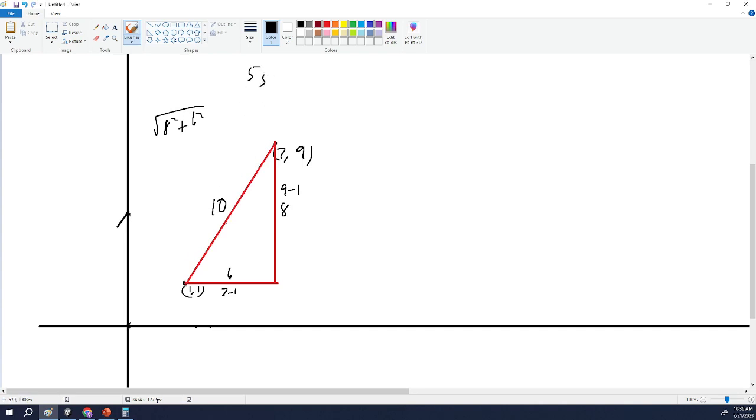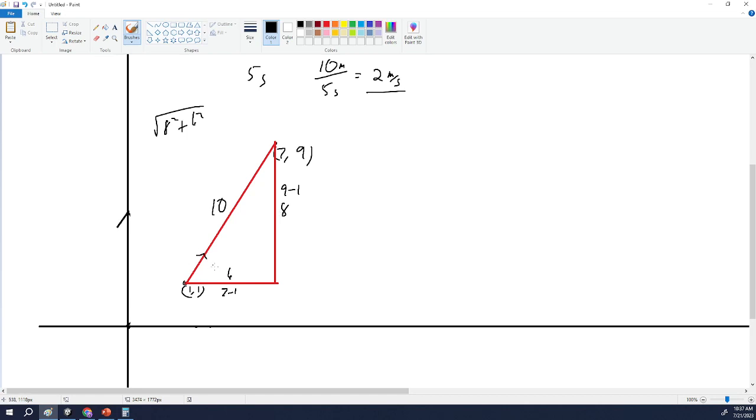So, in order to cover 10 units in 5 seconds, we simply divide the magnitude by the time. We need to move 2 meters per second. This is our speed. So, what should be his velocity?